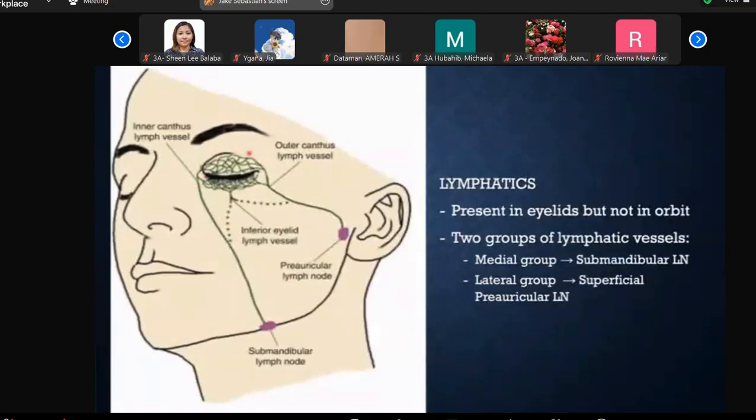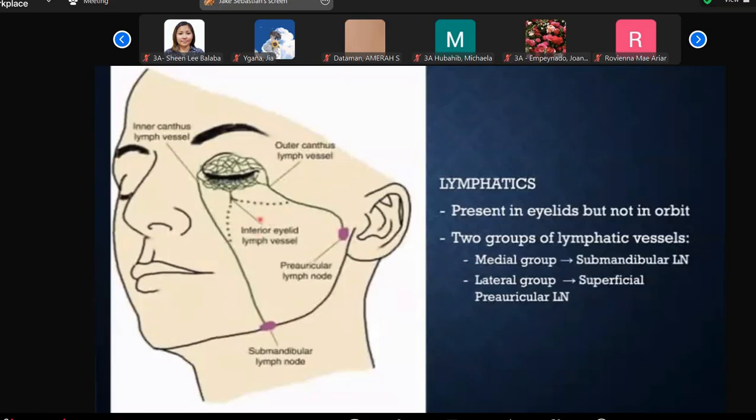So the lymphatic system usually accompanies the vein. They are present only in the eyelid but not in the orbit. Yesterday someone mentioned lymphatic system. They're not present within the orbit per se, but they are richly supplied around the eyelid. The two main areas where they drain include the preauricular area and the submandibular area.